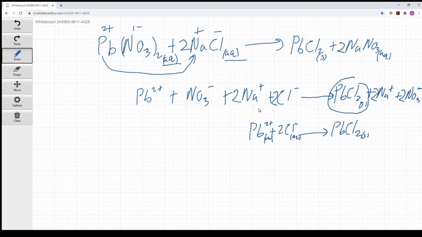The other thing you can see here is the spectator ions. The spectator ions are the ions that are the same at the beginning as they are at the end. You can see this should be a 2 as well. Now everything's officially balanced. So we can see here, 2 NO3, 2 NO3, so we can cross those out. 2 Na, 2 Na. And you can see what's left over is everything that went into our net ionic equation.